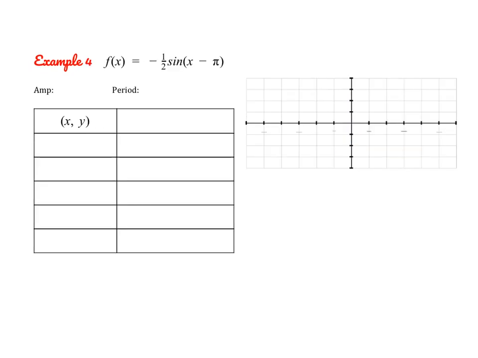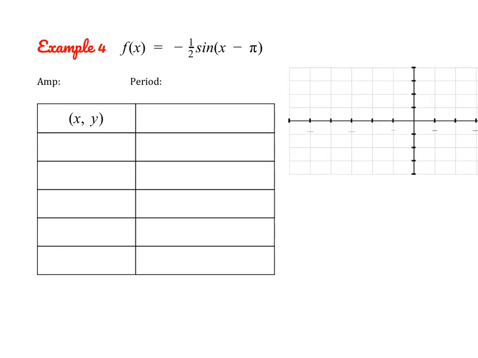Okay, let's try another one together. So here we have another horizontal shift. This one is sine, so our 5 parent function coordinates would be 0, 0, pi over 2, 1, pi, 0, 3 pi over 2, negative 1, and 2 pi, 0. So let's look at the transformations.